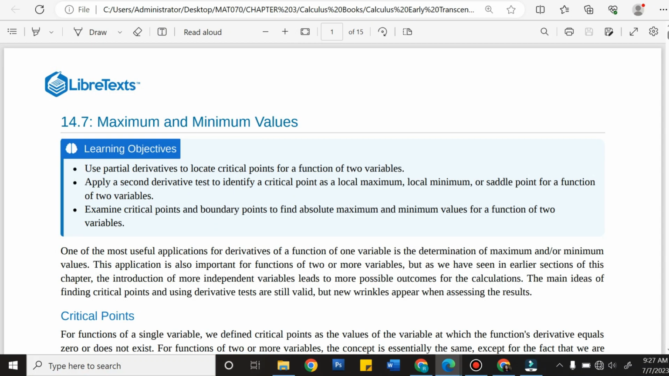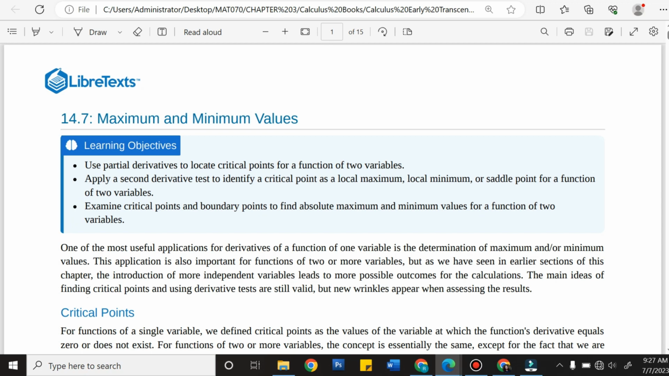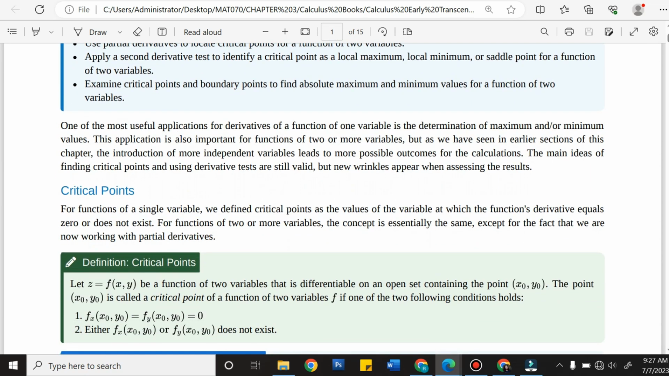Good morning. So in this video, we will be discussing the maximum and minimum values. But before that, let's first recall about critical points. Remember class, in our previous discussion, when we say critical points, for example, this is our graph.